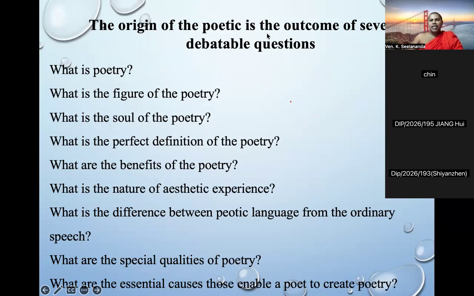Now, the origin of poetics is the outcome of several debatable questions. When we consider the origin of poetics, the poeticians consider these questions. The first one is, what is poetry? What are the major components of poetry? After that, another question is, what is the figure of poetry? What is the shape of poetry?